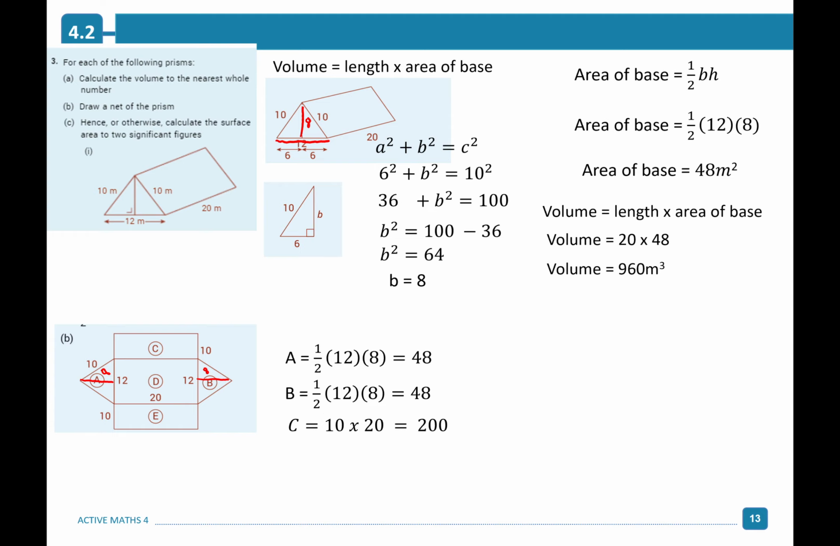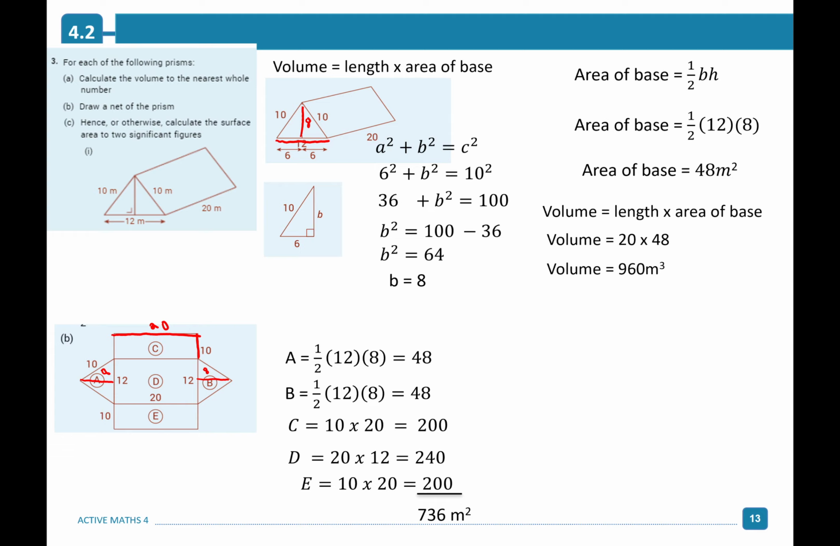C, okay, so to find the area of C, it's the length times the width, so that's 10 times 20, which gives me 200. D is length times width again, so that's 20 times 12, which gives me 240. And E is the same as C, 10 times 20, which gives me 200. Okay, so adding these all together, I can find my surface area. So that's 736 meters squared.